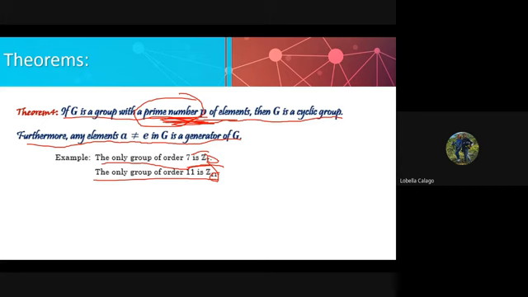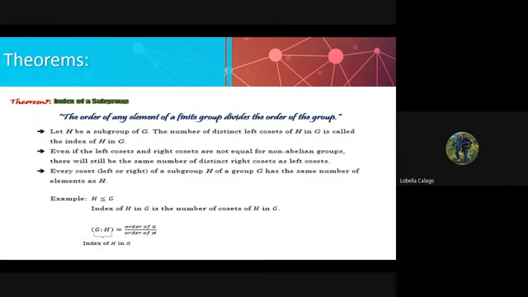Okay? And the last one, theorem 5, which is also known as the index of a subgroup. So what is this index? The order of any element of a finite group divides the order of the group. That's it. The order of any element of a finite group divides the order of the group. So this is what happens here.